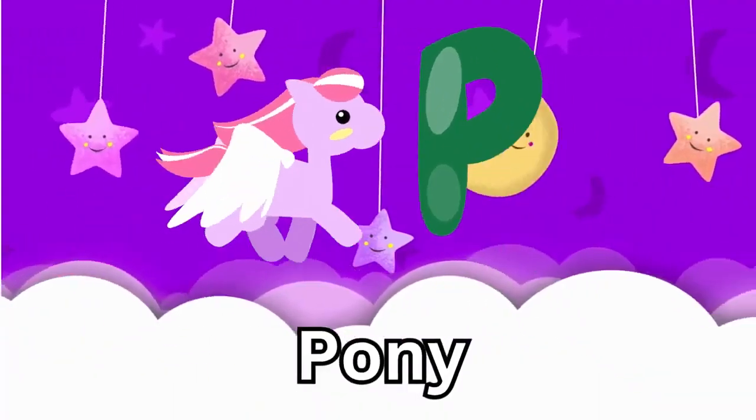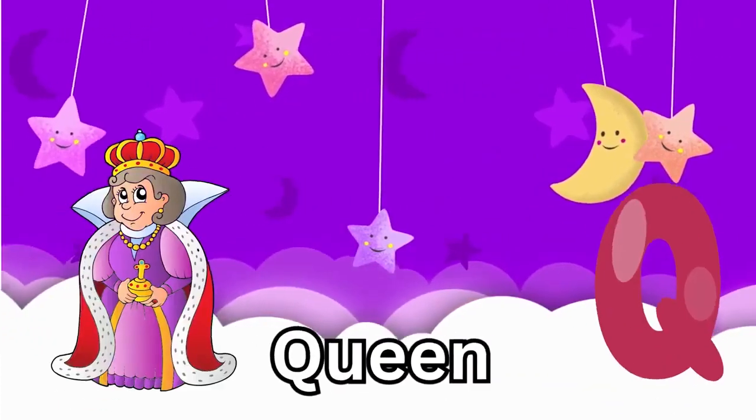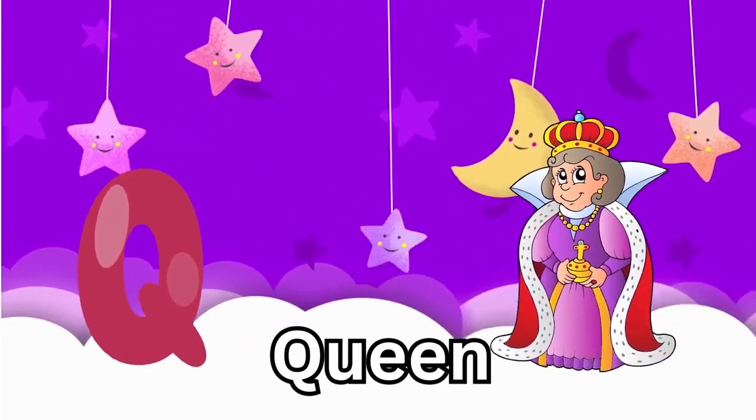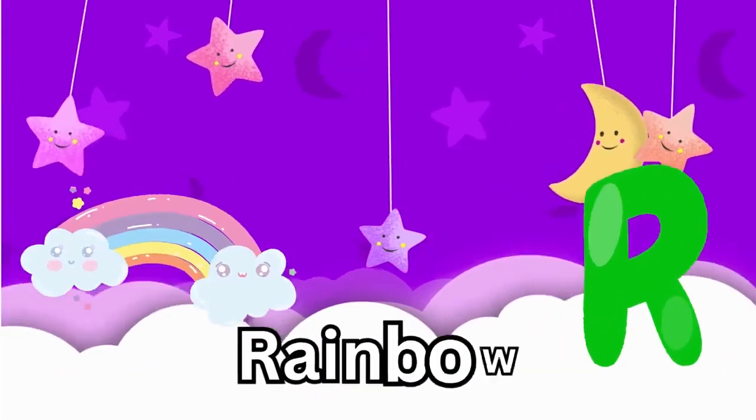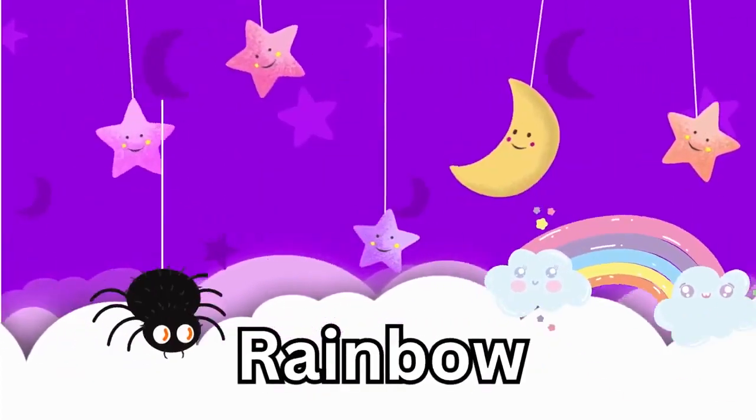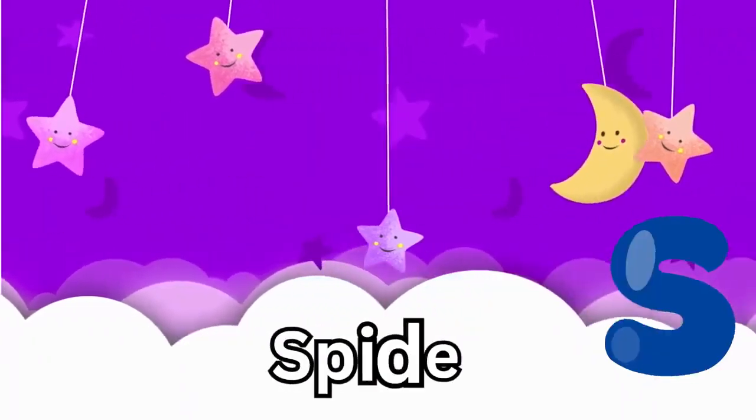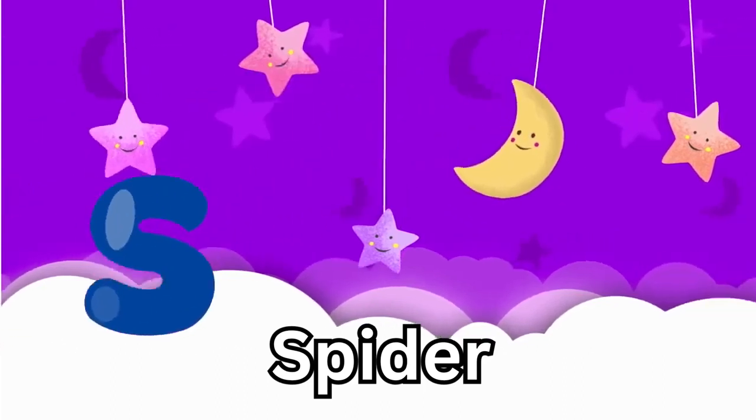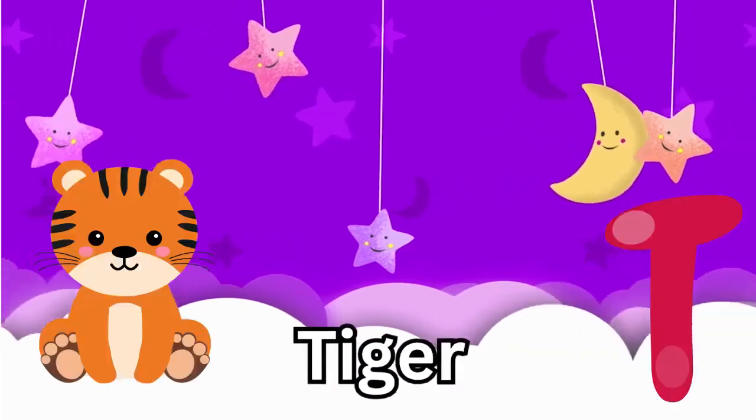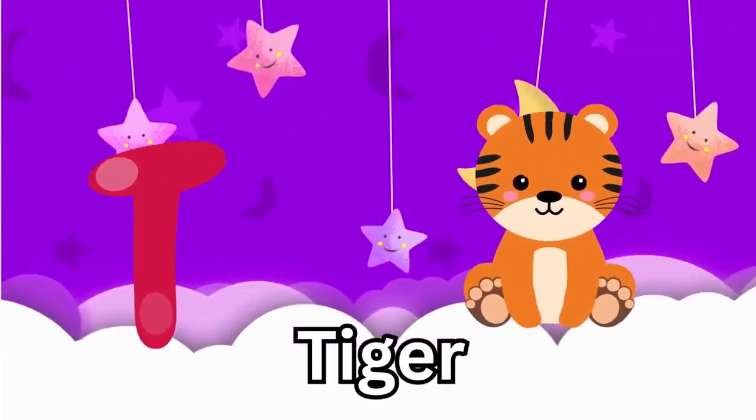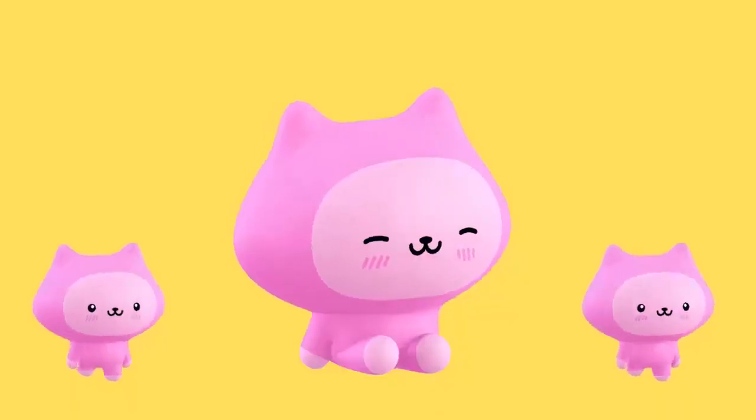P is for pony. P, pony. Q is for queen. Q, queen. R is for rainbow. R, rainbow. S is for spider. S, spider. T is for tiger. T, tiger.